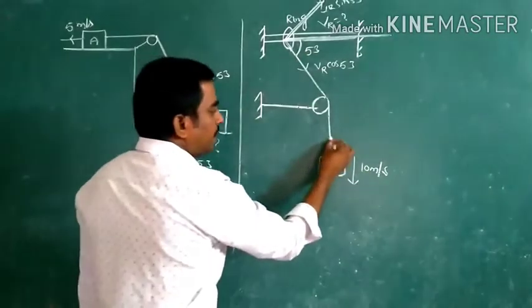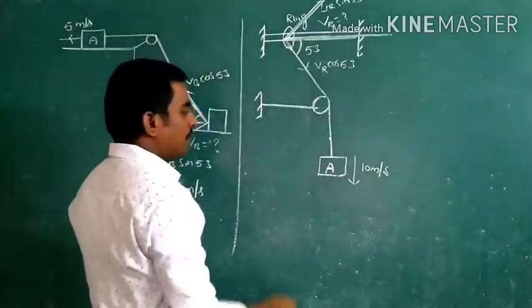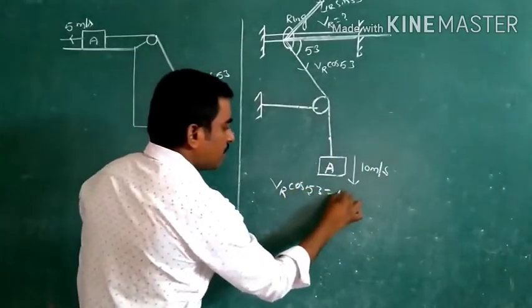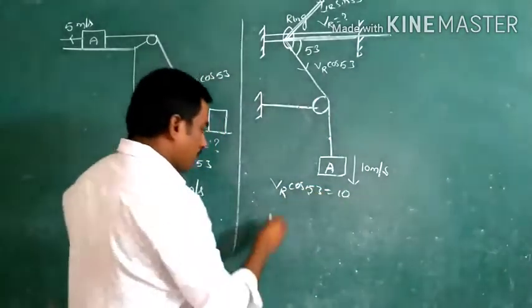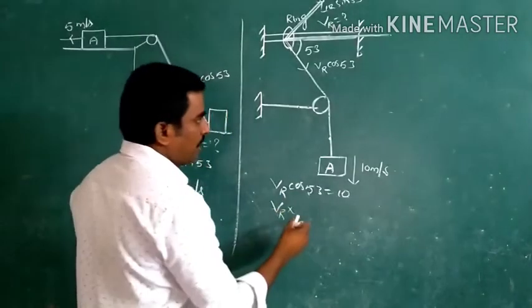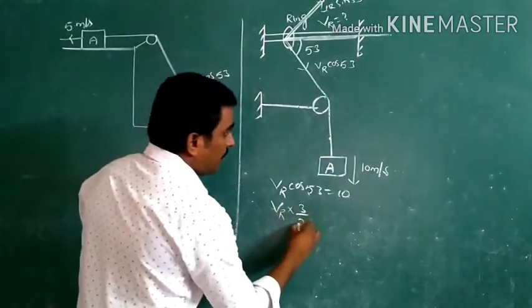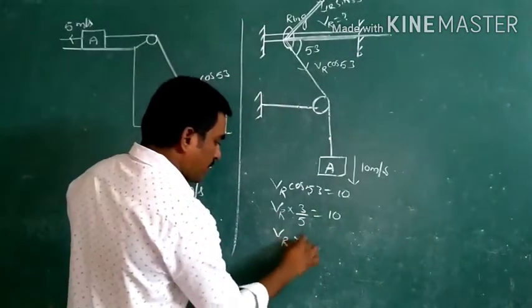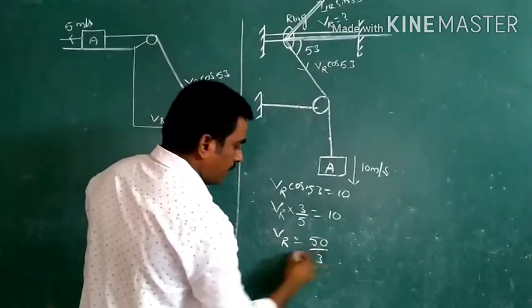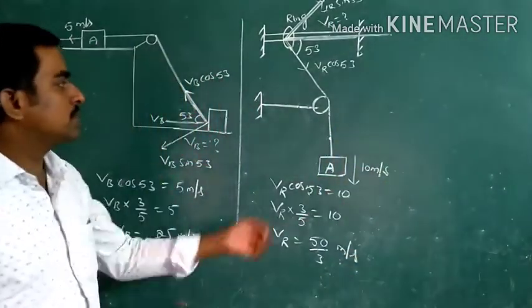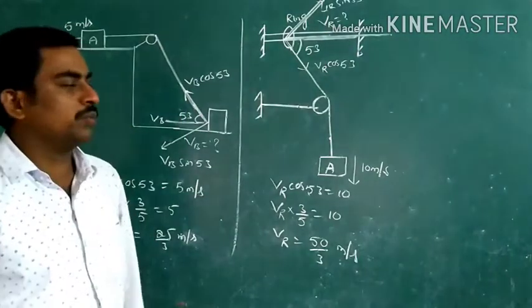Here it is 10, all along the string are 10. That means VR cos 53 is equal to 10. Now, the velocity of the ring VR is equal to 10 divided by cos 53, and cos 53 is equal to 3 by 5. So VR is equal to 50 by 3 meters per second. This is one example.